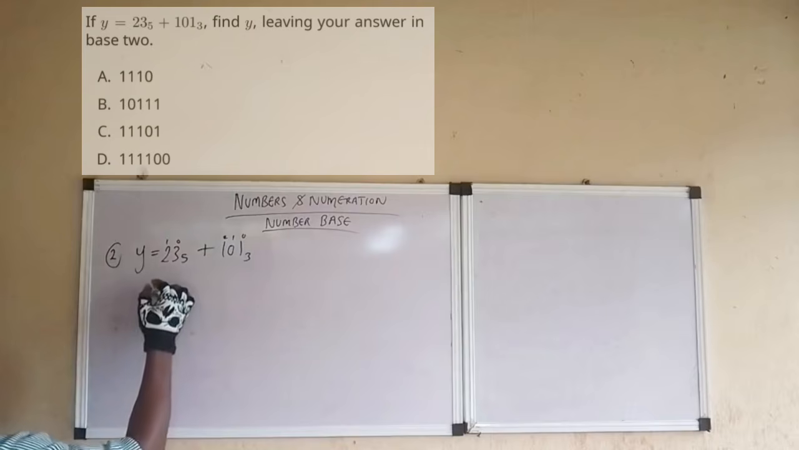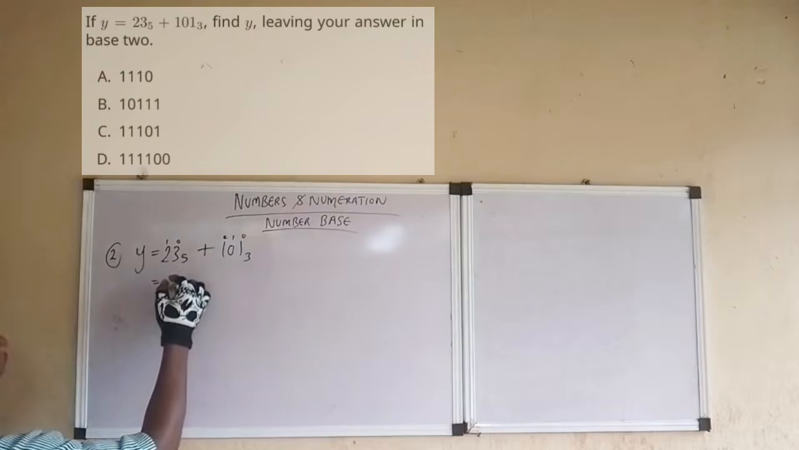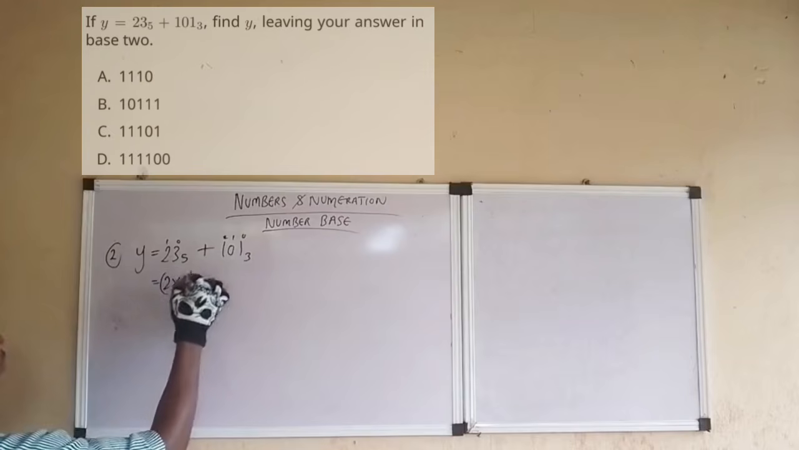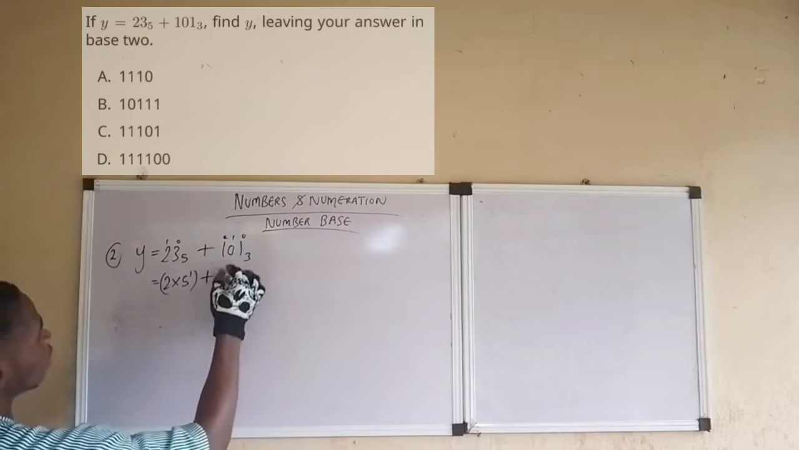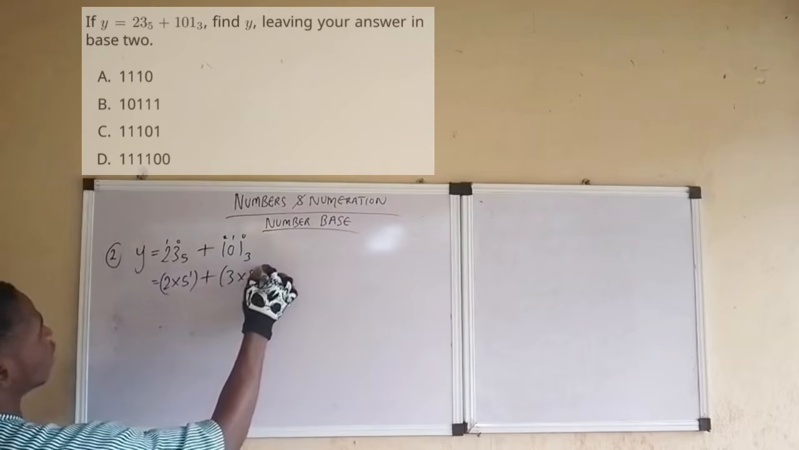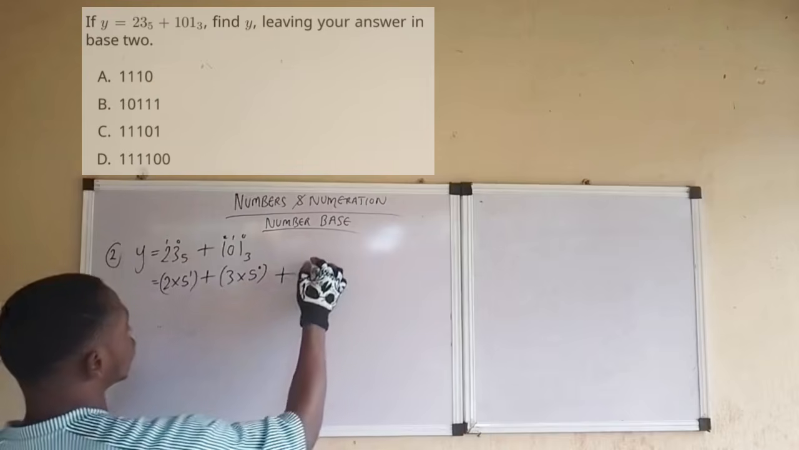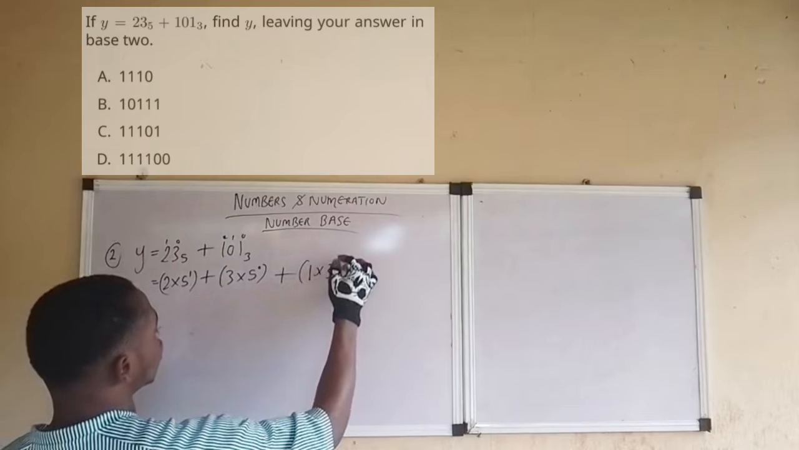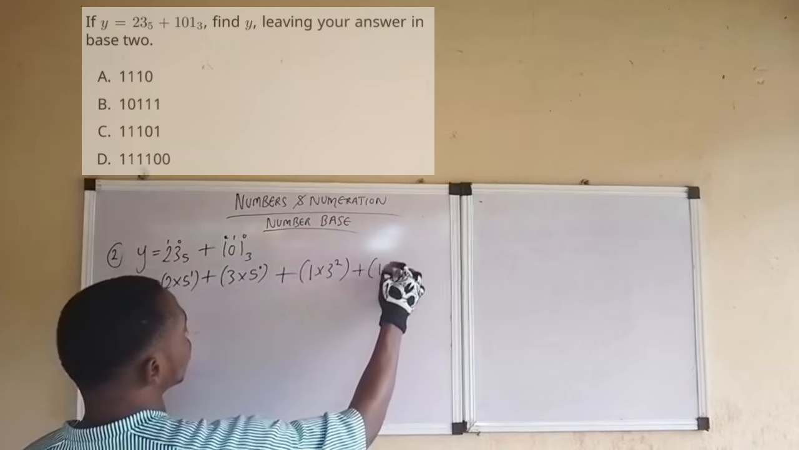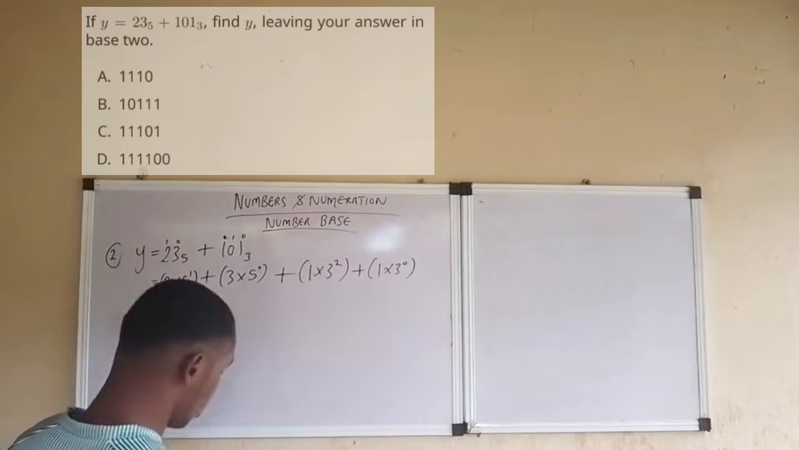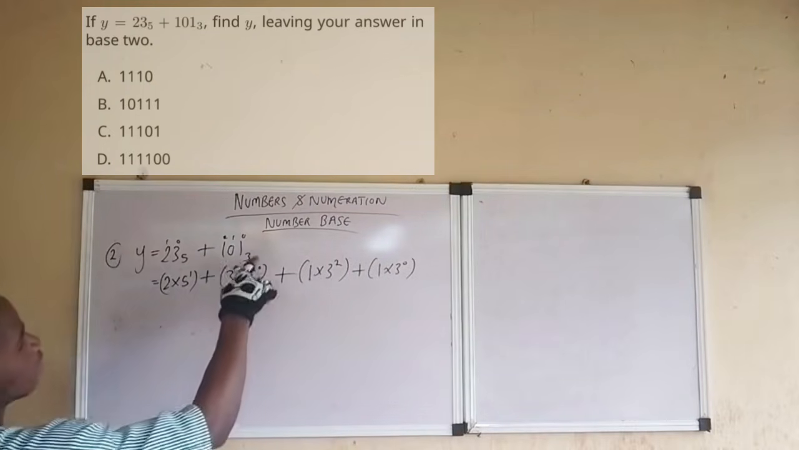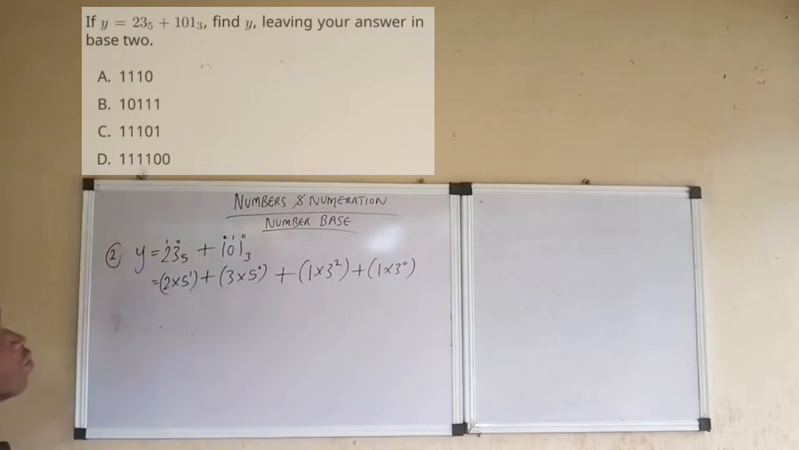So it means that we are having 2 times 5 raised to power 1. I hope you can still recall how we got that. We're having 3 times 5 raised to power 0 plus 1 times 3 raised to power 2 plus 1 times 3 raised to power 0. Now you notice that I did not have to write 0 times 3 raised to power 1 because I know the value will always be 0. So when you are solving an objective question, you can skip that and just go straight to the point. So let's not waste our time.